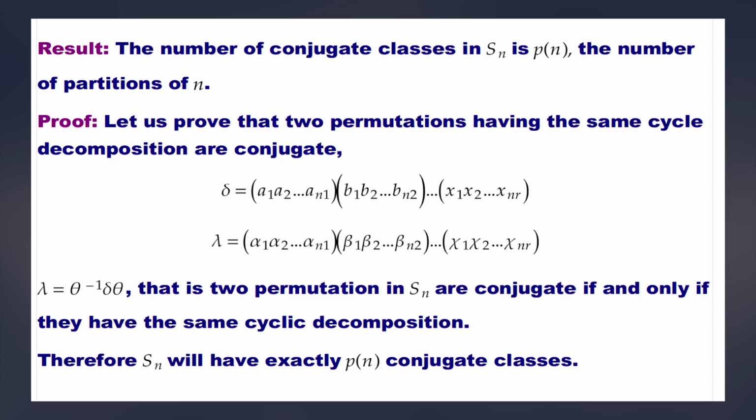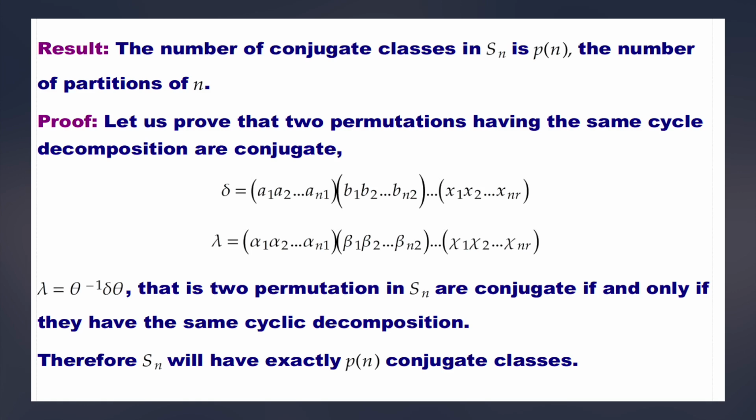The next result: we will find the number of conjugacy classes of Sn. The result is that the number of conjugacy classes in Sn is p(n), the number of partitions of n. Let us prove this. For this, two permutations having the same cycle decomposition are conjugate.